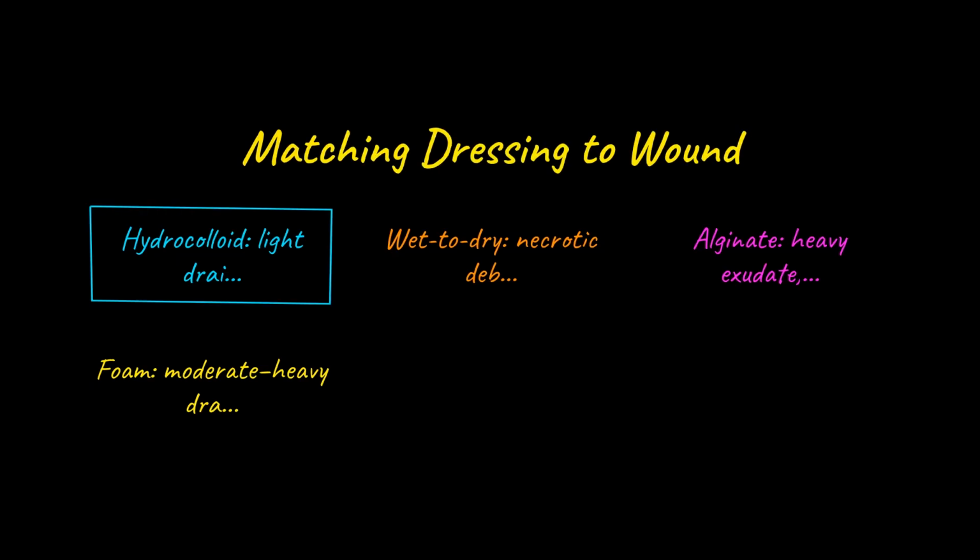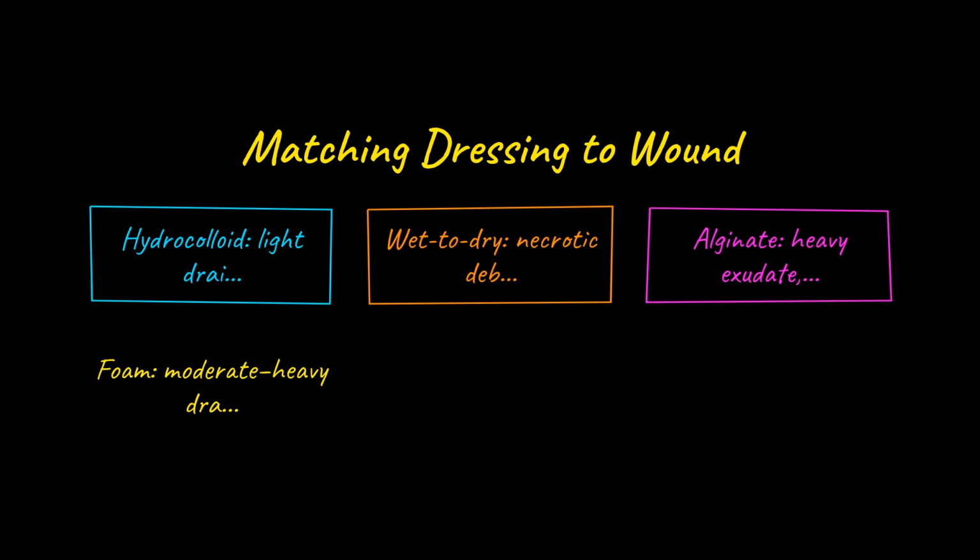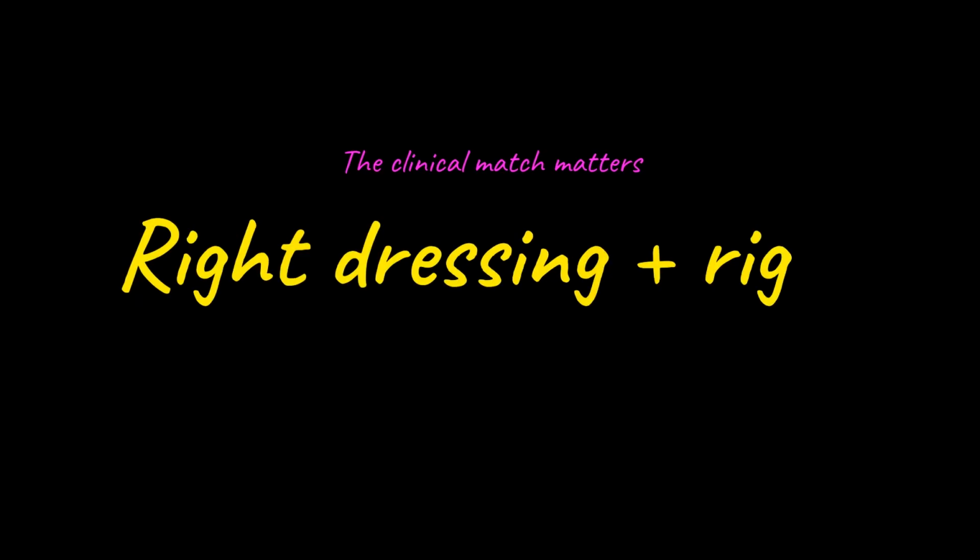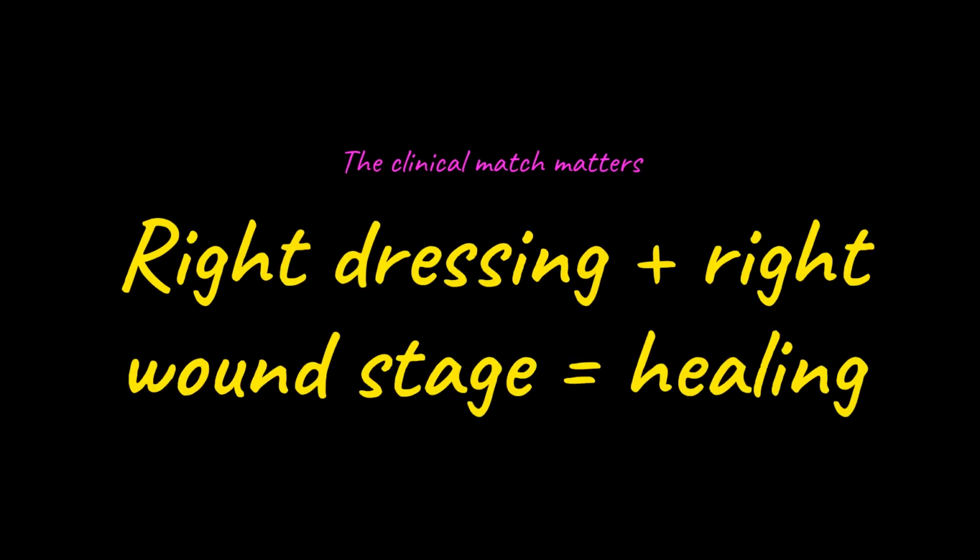Each dressing has a specific wound profile. Hydrocolloid fits a clean granulating wound with light drainage. Wet to dry debrides necrotic tissue but strips healthy granulation. Alginate handles heavy exudate. Foam suits moderate to heavy drainage, often over bony areas. The exam tests whether you can match the dressing to the wound stage. Pink granulating tissue, minimal drainage, and intact surrounding skin all point to a hydrocolloid. Choosing the wrong dressing, even a good one, can slow or reverse progress.